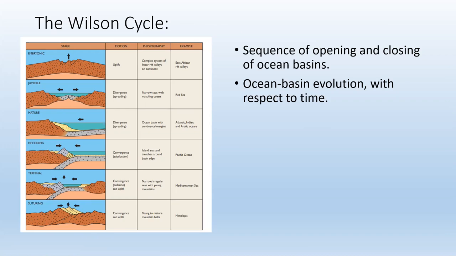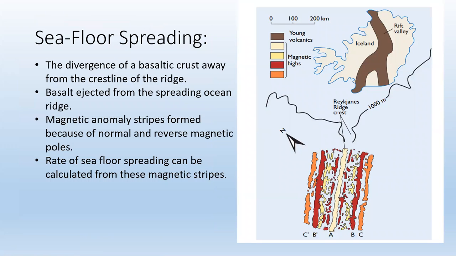In the next slide, we will discuss seafloor spreading. The sea floor is generated at the mid-oceanic ridges, where hot molten magma comes to the surface of the ocean, and from there the ocean basins develop. There is divergence of basaltic crust away from the crest line on this ridge, that means in the mid-oceanic ridge, where the two plates move apart from each other, new hot molten magma comes, and this molten magma forms the new basaltic crust on the ocean surface.